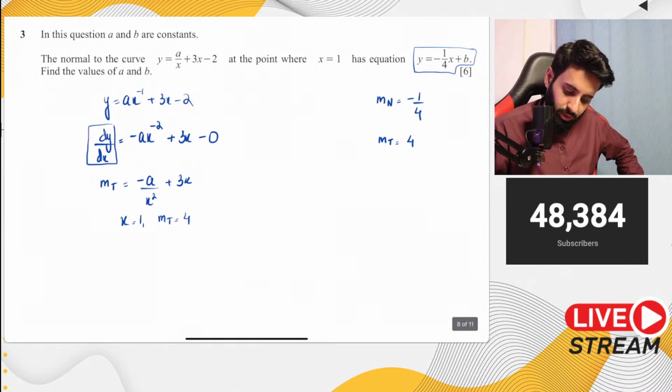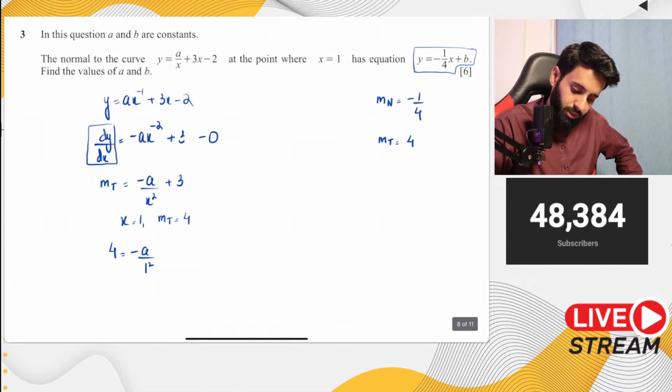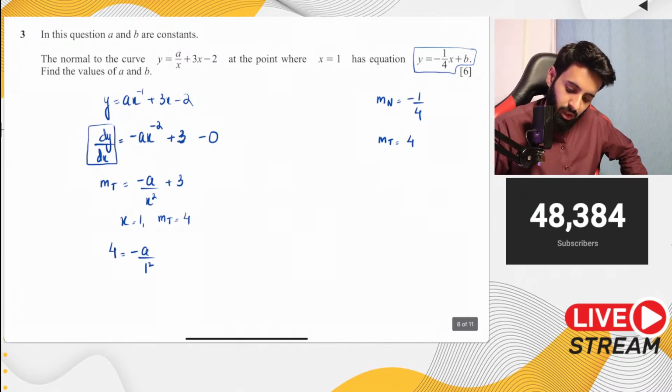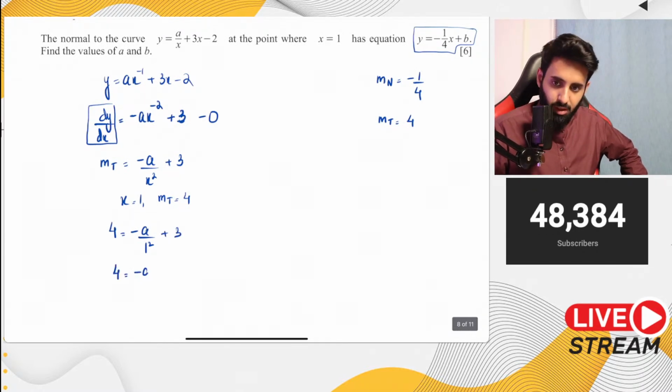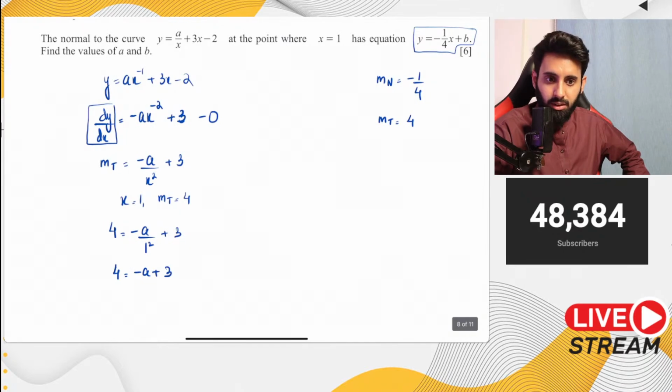Now, so 4 is equals to minus a over 1 square. अच्छा, plus 3x नहीं होगा, it's just going to be plus 3. Yep, just going to be plus 3. Okay. So minus a upon 1 square plus 3. So we have 4, which is equal to minus a plus 3. And then get all the constants on one side.